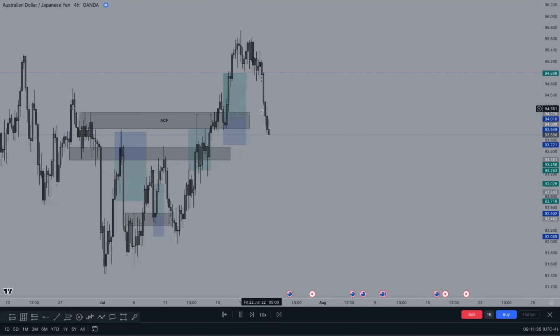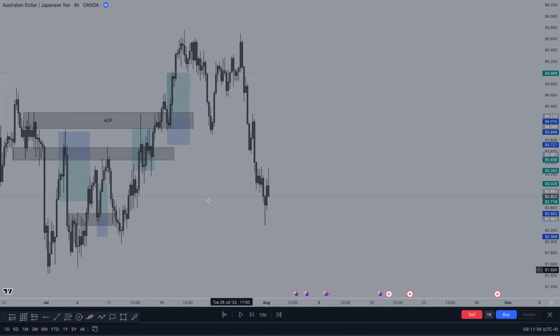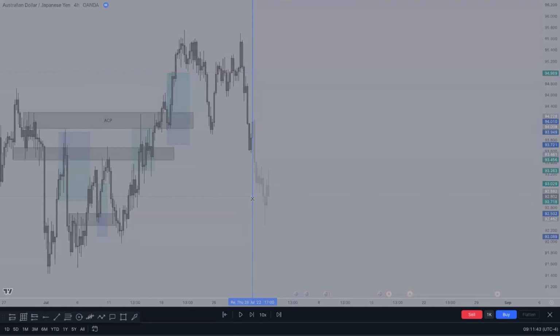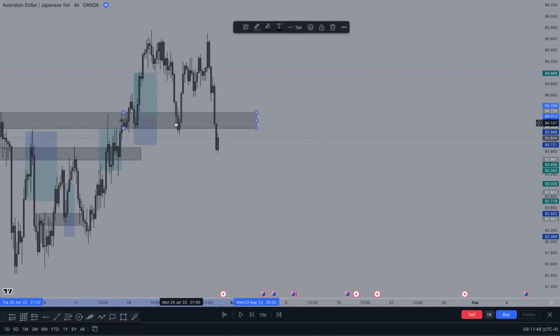You might be asking, will I buy here again? No, I'm not buying. Price just bounced off it. I'm not buying. And now I just missed my trade. I'm still taking it anyways. So this is it. Of course.